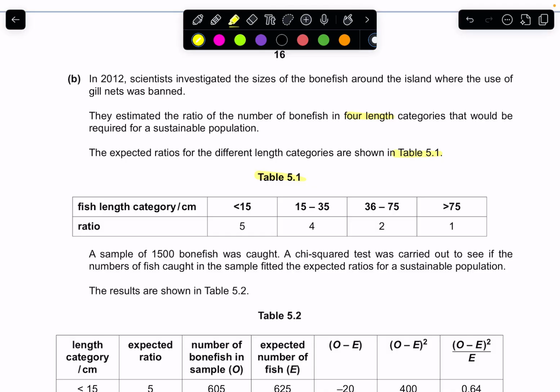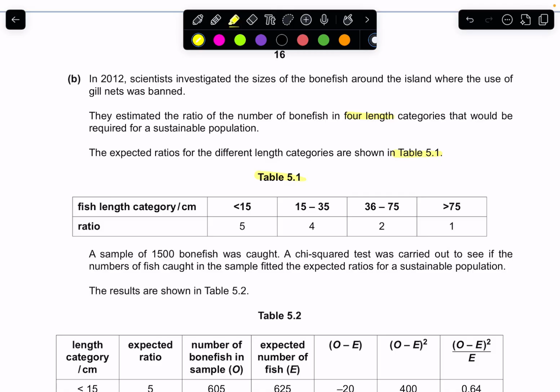So you're going to notice we have our fish length category per centimeter. So we have under 15, between 15 and 35 centimeters, between 36 and 75 centimeters, and then greater than 75 centimeters. The ratio means how many out of the total were in that specific length category.